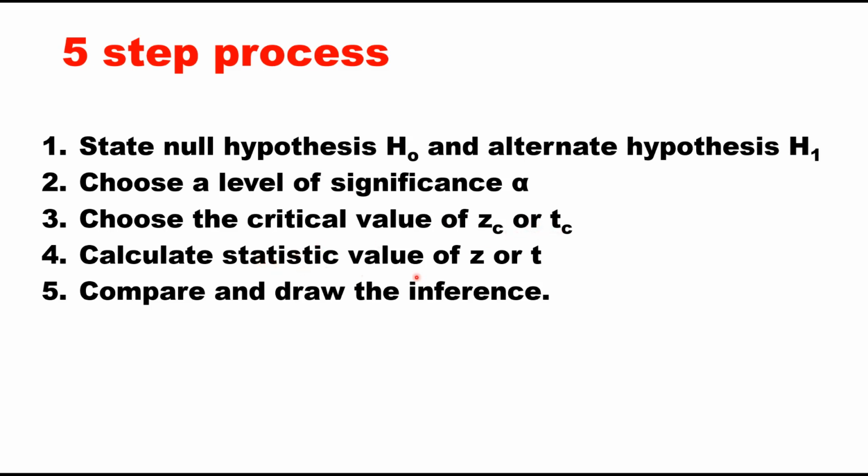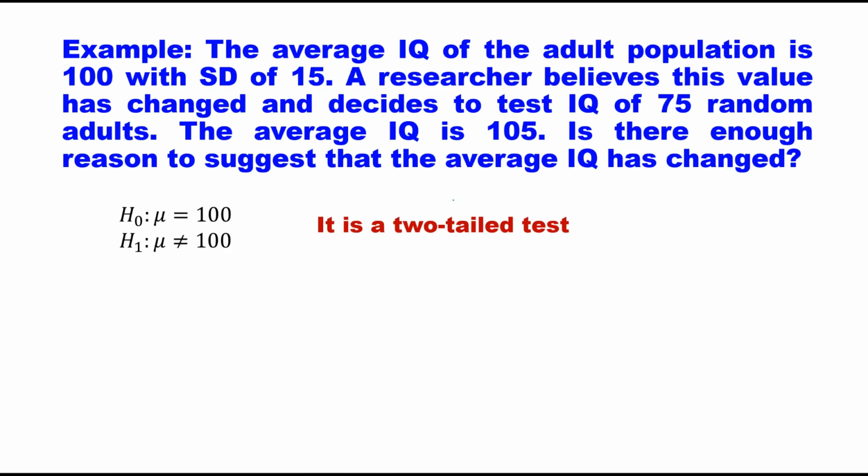Calculate the statistic value of Z and T, compare, and draw the inference. Let me take one example here. The question is, the average IQ of the adult population is 100 with a standard deviation of 50. Now this is the data from the population.